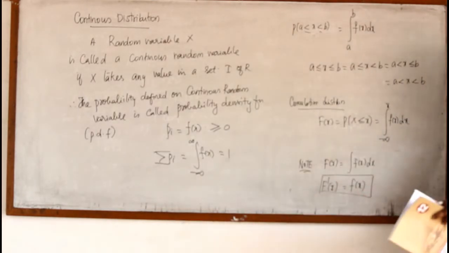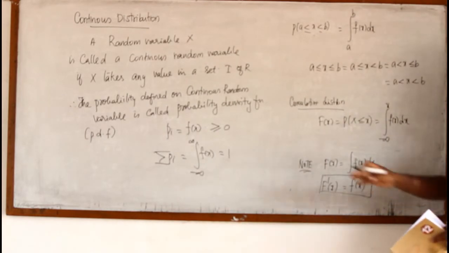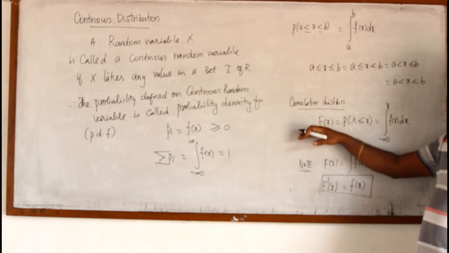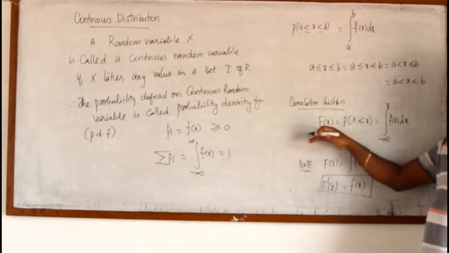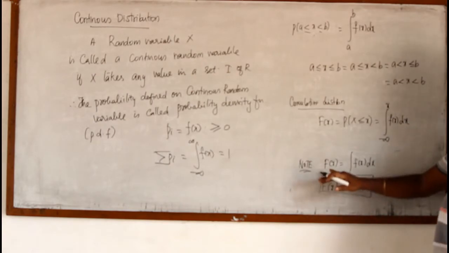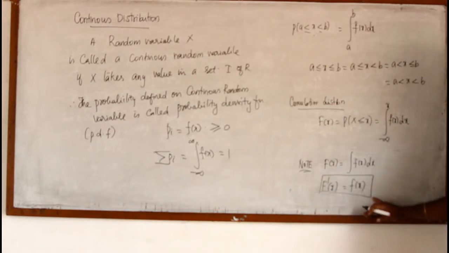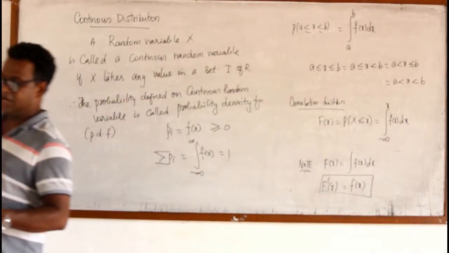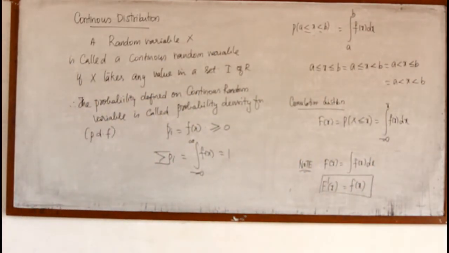Then you can see all the properties in the book, as we did in our discrete random variable, when we studied some of the properties of cumulative distribution. All the properties are applicable here also. The only thing is you must know, when I differentiate the cumulative distribution, I will get the PDF. So these are the introductions you need.